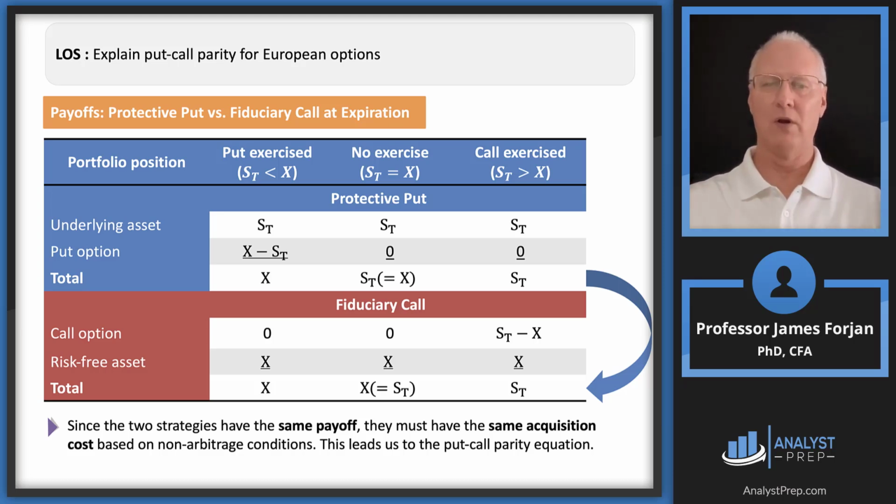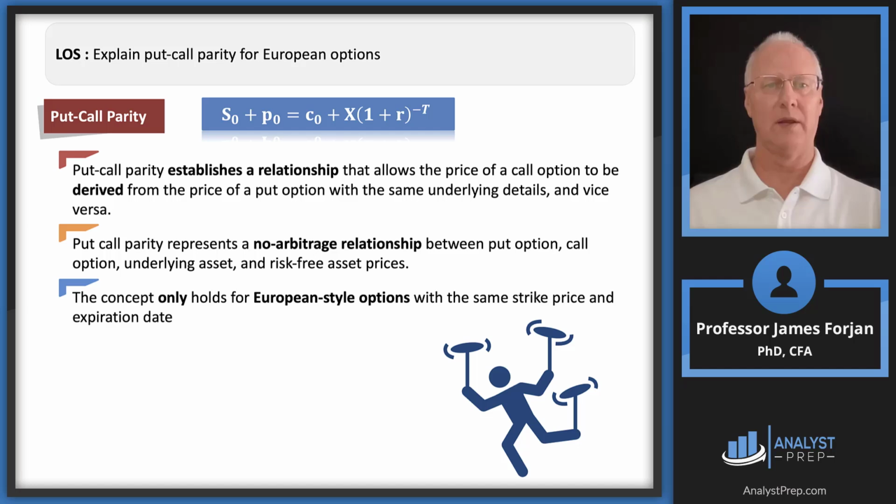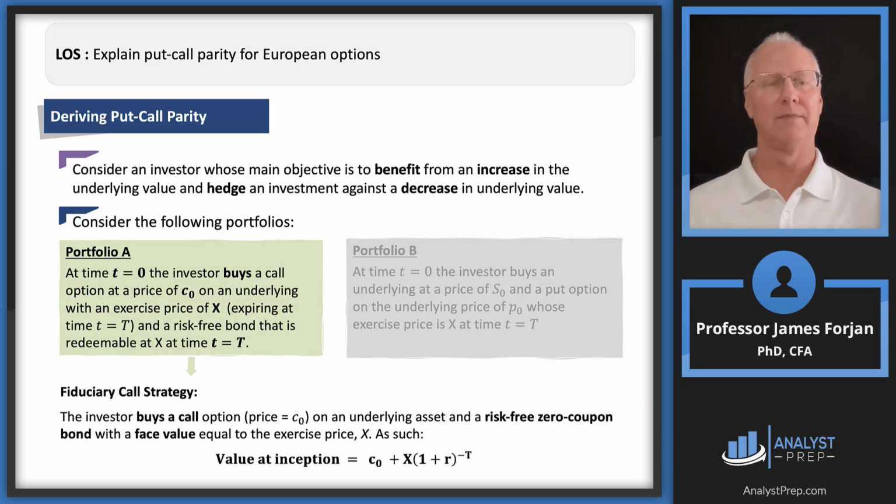So look at the total row and look at the total row. You have two total rows that are identical. So that's what this last arrow point tells us, that if the two strategies have the same payoff, then they must have the same price today. And this leads us, and I'm going to go back here just quickly, this leads us back to put-call parity, in that there has to be equilibrium between and among those three markets: the stock market, the option market, and the credit market. And that's why we have that equal sign right there.